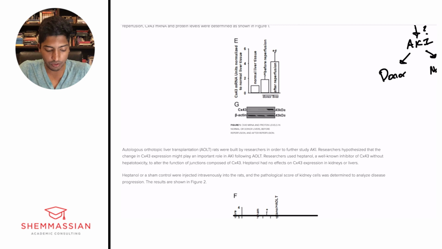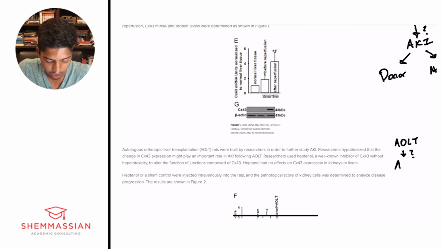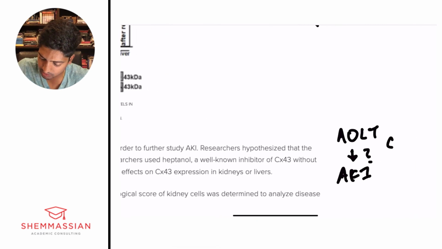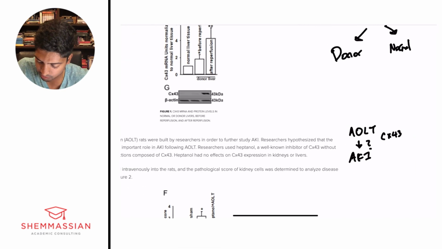Right. So the question is, what's happening here, right? And so here they're looking at the effect of AOLT on AKI, right? And so how are they doing this? Well, they're looking at the CX43 mechanism, right? Where they're looking at CX43's effect in AOLT mice.